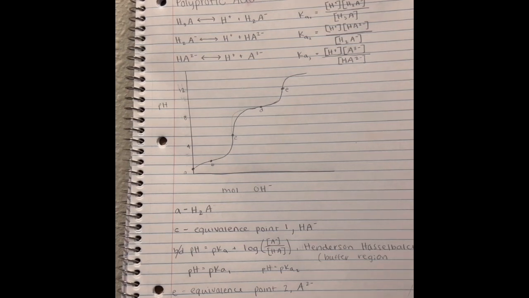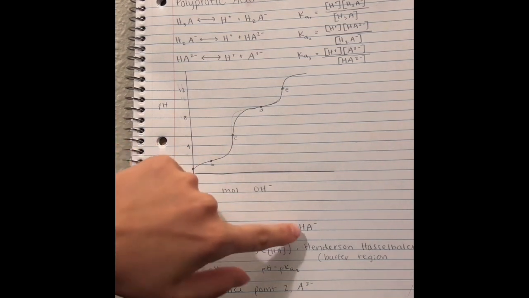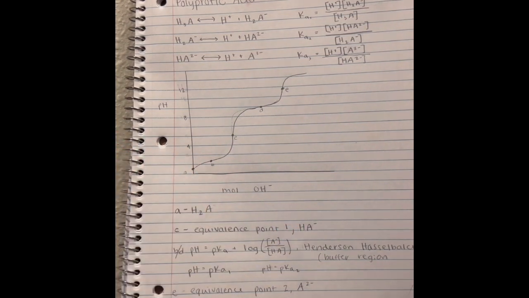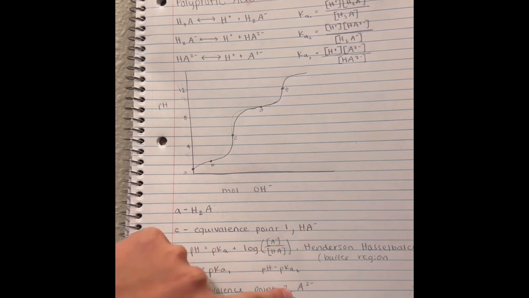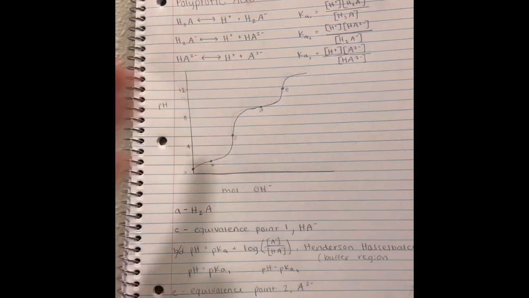Then we can jump up to point E. This is equivalence point 2, where enough hydroxide ions were added to convert this HA- into A2-. Then again, if we divide the volume it took to go from HA- to A2-, we would end up at point D, which is the buffer region, and again at that point pH is equal to pKa because of the Henderson-Hasselbalch equation.